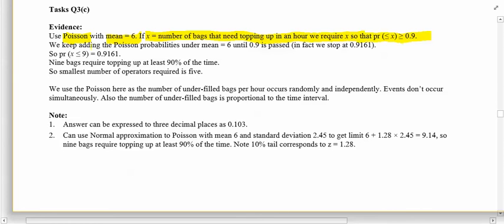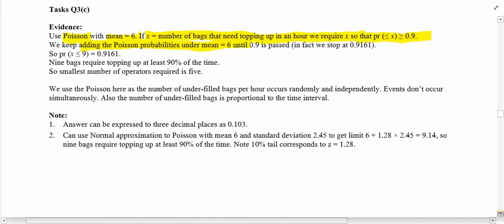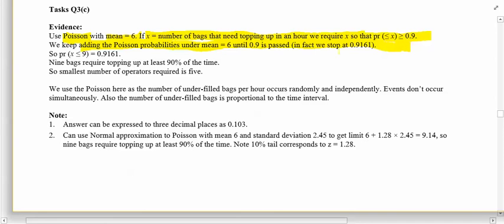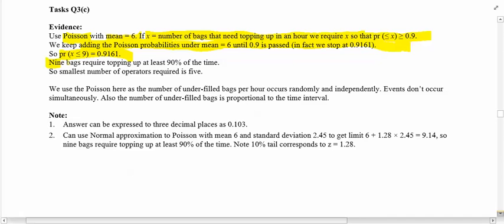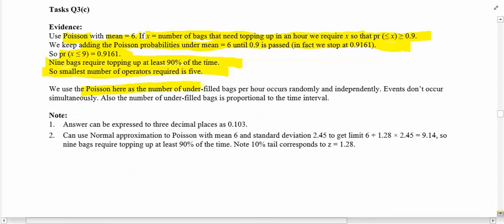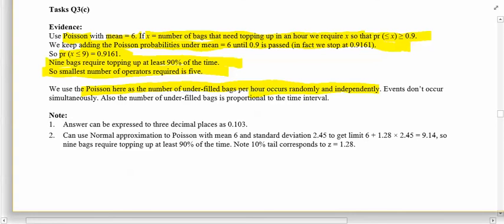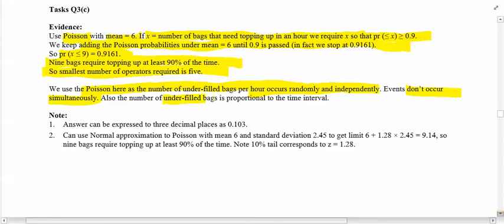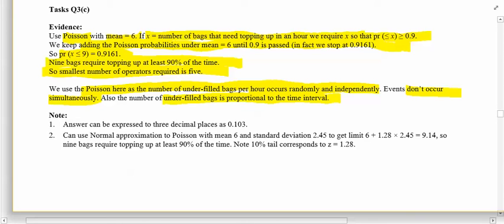We keep adding the Poisson probabilities with mean equals 6 until 0.9 is passed, which is what we did. And we got to 9. 9 bags require topping up at least 90% of the time. So the smallest number of operators is 5. 5 times 2 takes us over 9. We use Poisson here as the number of underfilled bags per hour occurs randomly and independently. We assume that anyway. Events don't occur simultaneously. Also, the number of underfilled bags is proportional to the time interval.